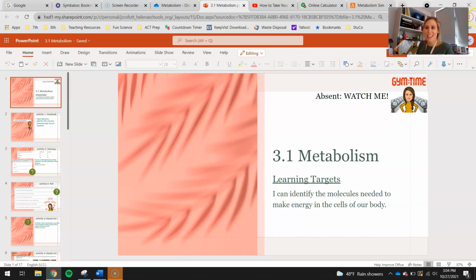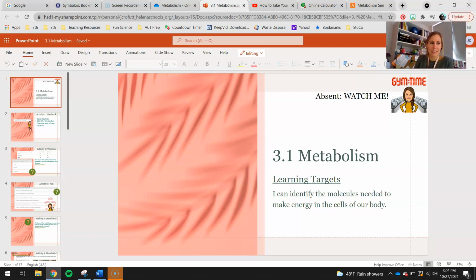Hey, 7th graders, today's lesson is 3.1 Metabolism, and your learning target for today: I can identify the molecules needed to make energy in the cells of our body. You are going to really look at where we as human beings and a lot of other living organisms get our energy, and what we need to bring into our body in order to do that.